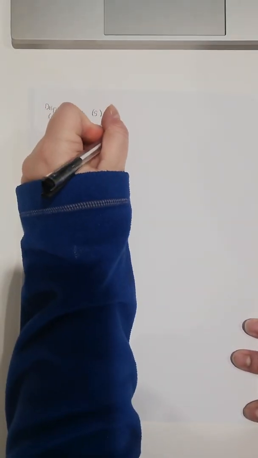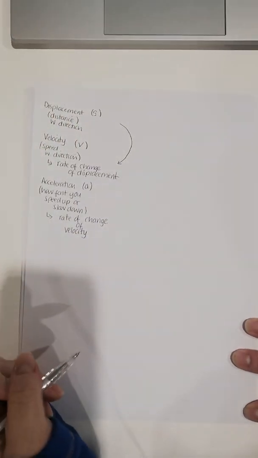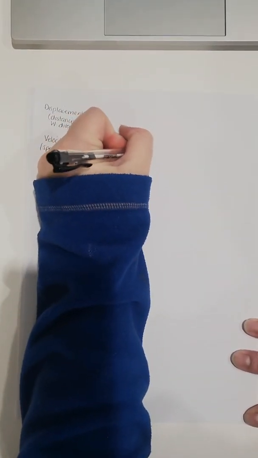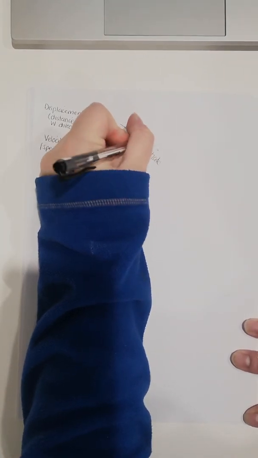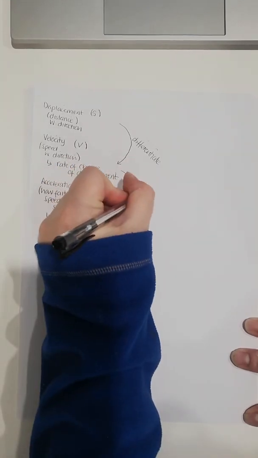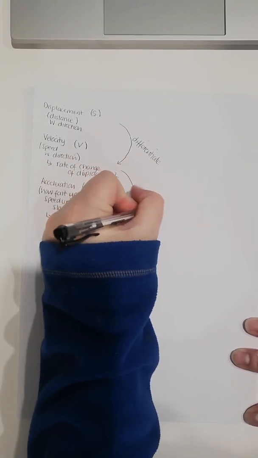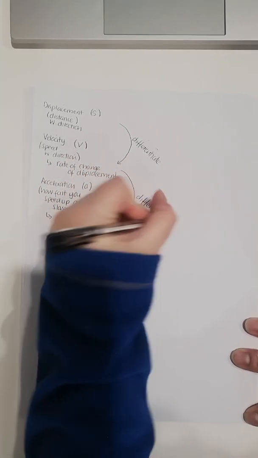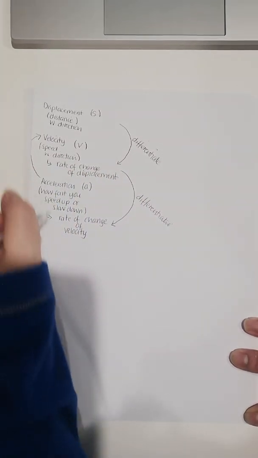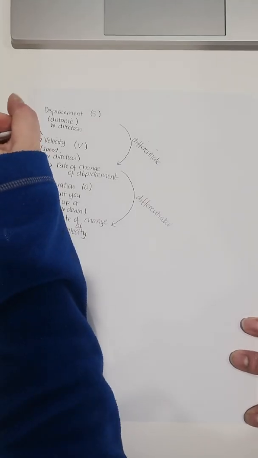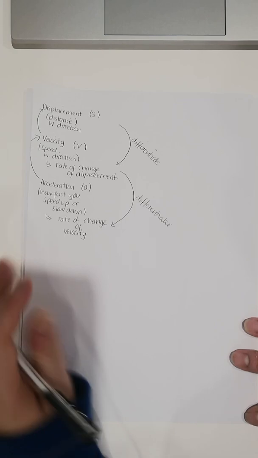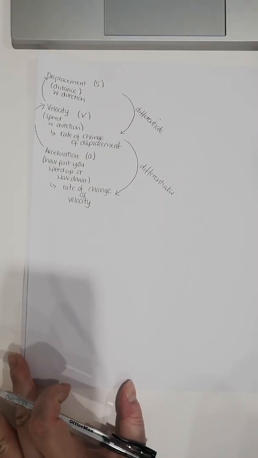So if I have displacement, I can differentiate to find velocity. If I have velocity, I can differentiate to find acceleration, and vice versa. So if I have acceleration and I want velocity, I can anti-differentiate. Again, velocity back to displacement, anti-differentiate. So these things are all connected mathematically.